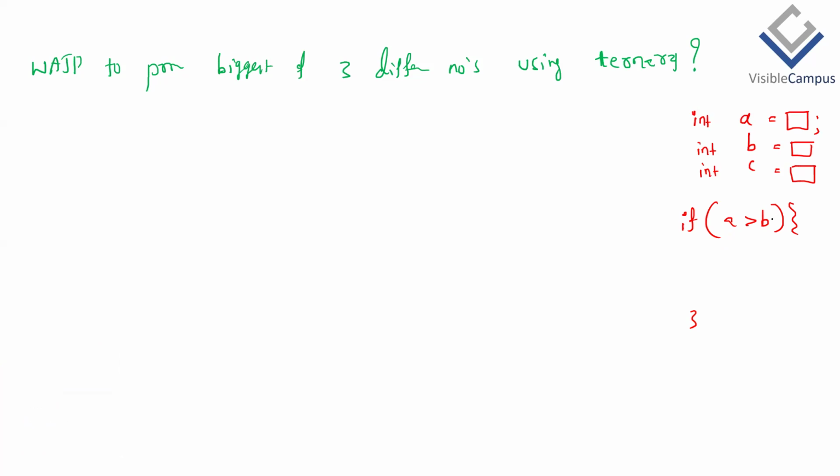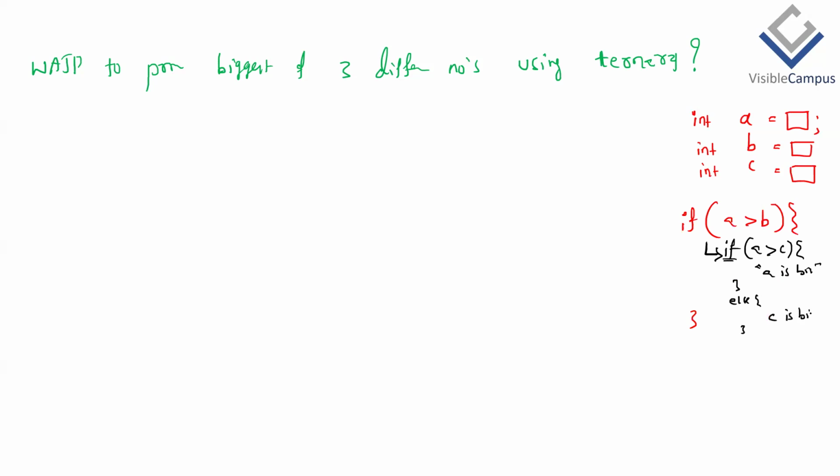Then who is there in the game? A and C. That's why next we check A and C. If A is also greater than C, then what's the conclusion? A is biggest. I'm not using a print statement, but A is biggest. If this is false, then who is biggest? Here, who is there in the game? A and C. If this is true, A is bigger. If this is false, C is bigger.